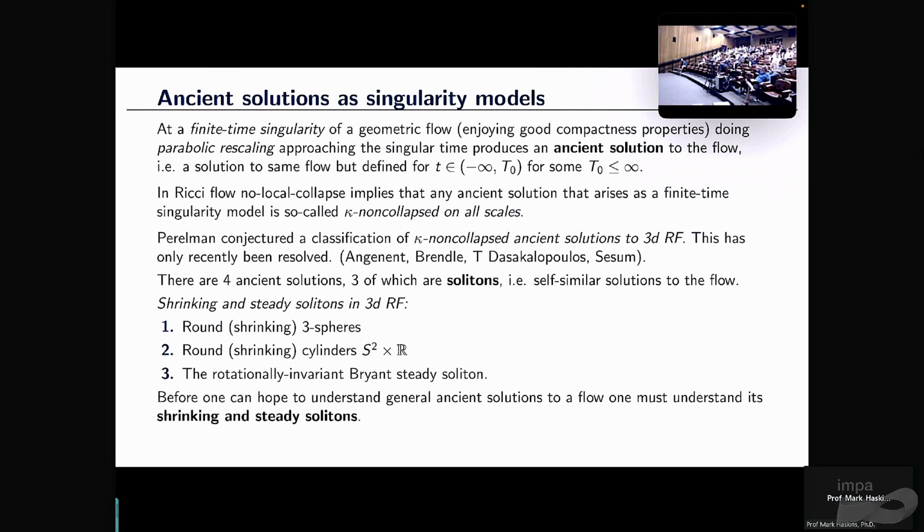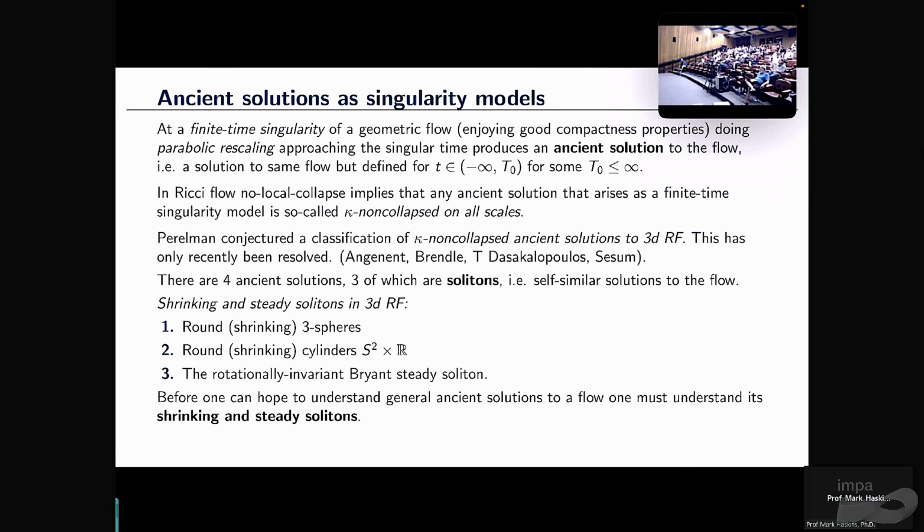So we've come across 2 of these already. The first is just a shrinking 3-sphere. The second is a shrinking round cylinder, that's S2 times R. And the third kind is a steady soliton constructed by Robert Bryant that is rotationally invariant. And so it can be constructed by solving some ODEs.